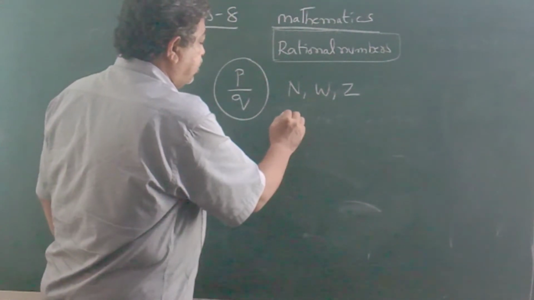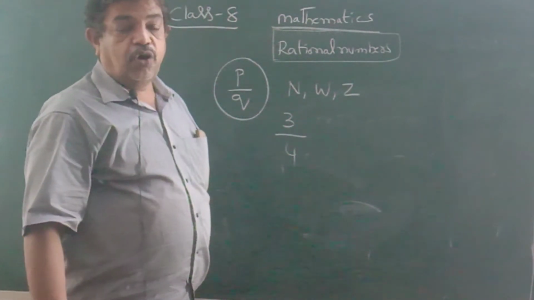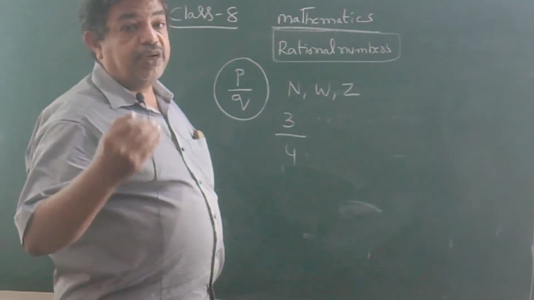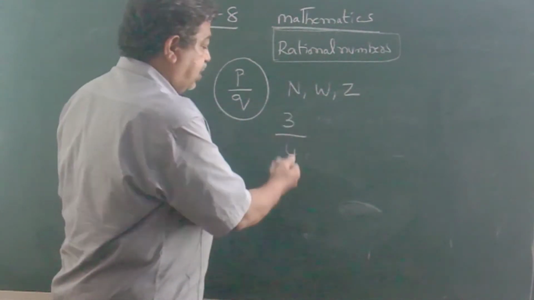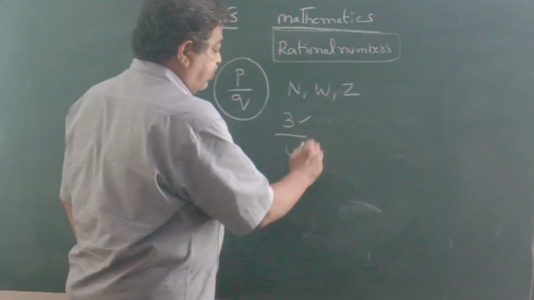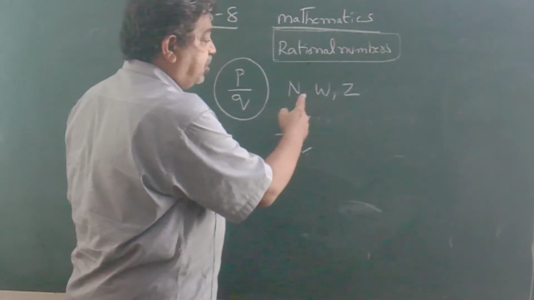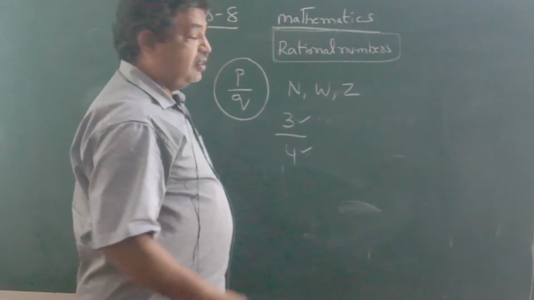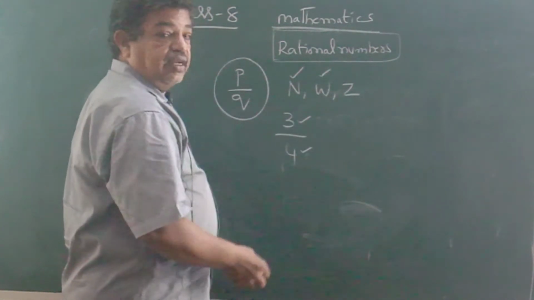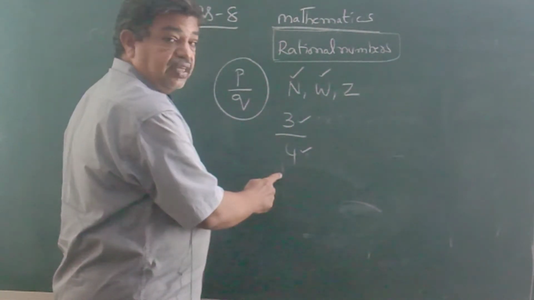Suppose I give you 3 chocolates and I ask you to divide among 4 children. How many chocolates are given? 3. That you have to divide among how many children? 4. So how can you write that number? 3 divided by 4. So 3 is the numerator, 4 is the denominator. And you observe both 3 and 4 are natural numbers, whole numbers and integers. Every natural number is a whole number. Every whole number is an integer. Therefore natural numbers, whole numbers are all integers. So 3 and 4 are integers.